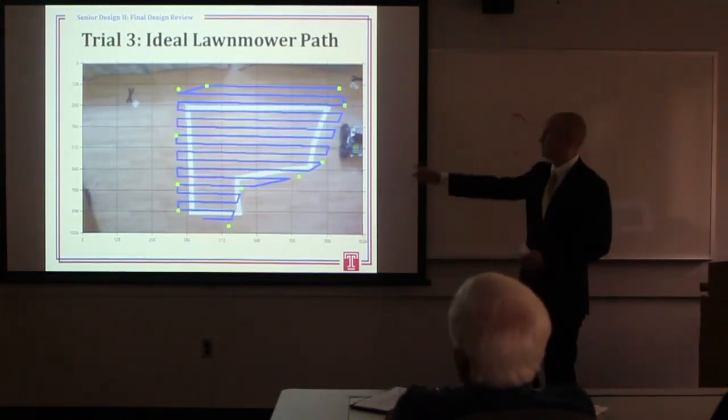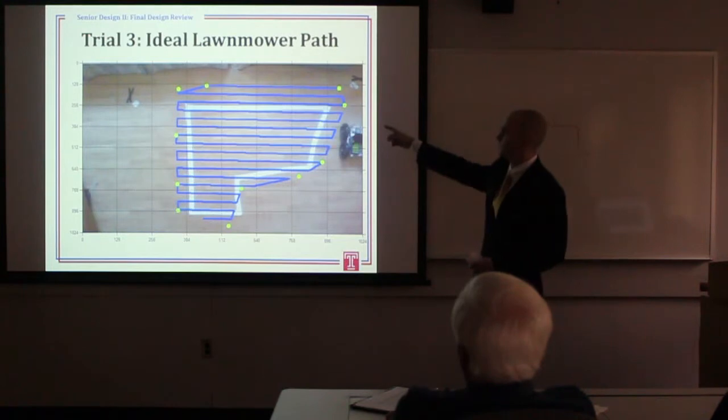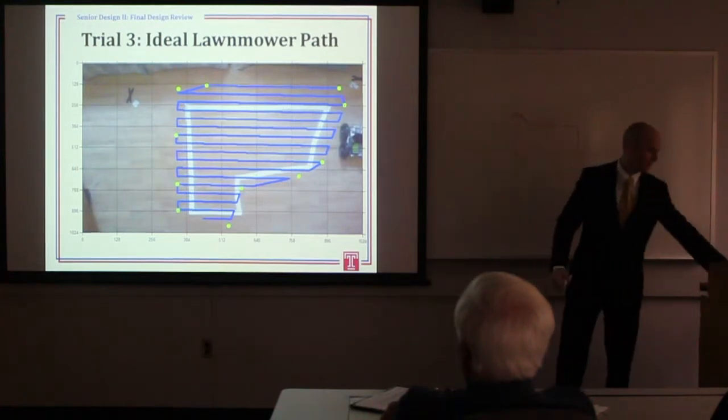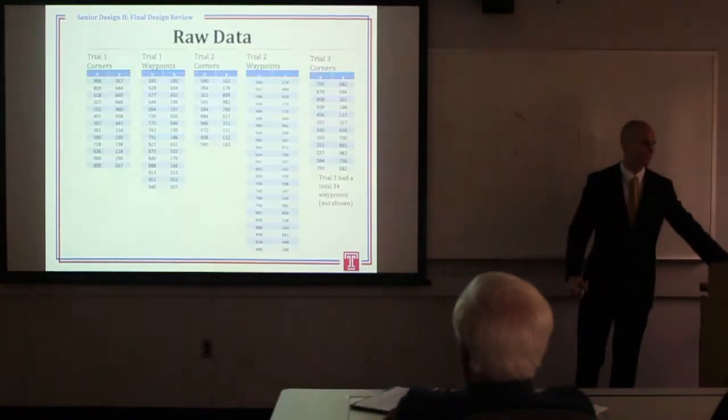For trial 3, you can see here that the primary guideline changed to the very top line because we started the lawnmower in the top right corner. And this would be the actual path for that.